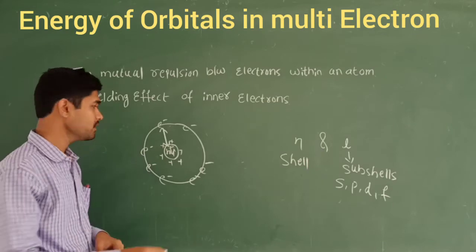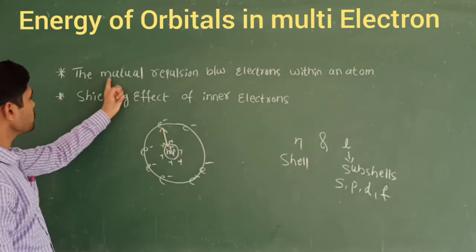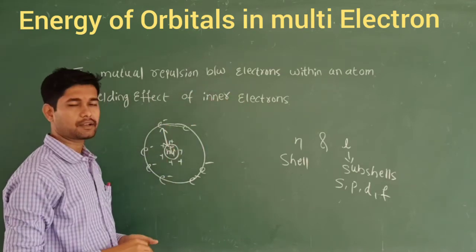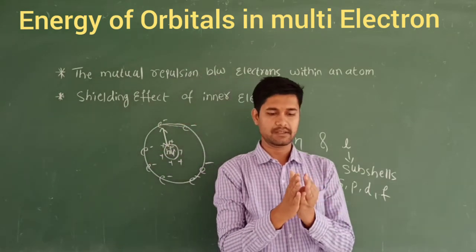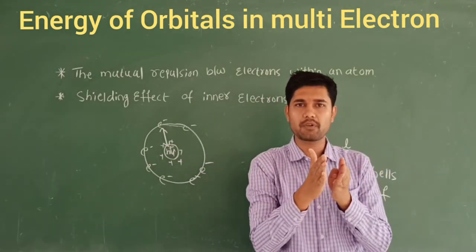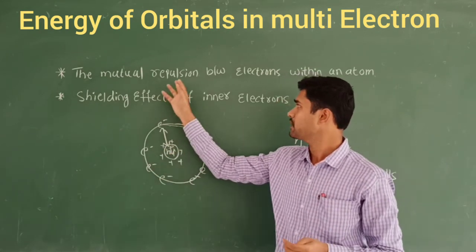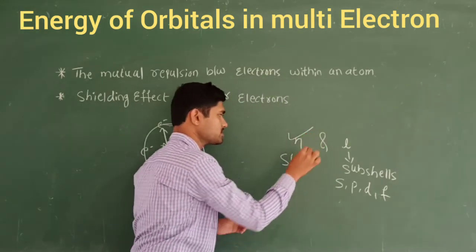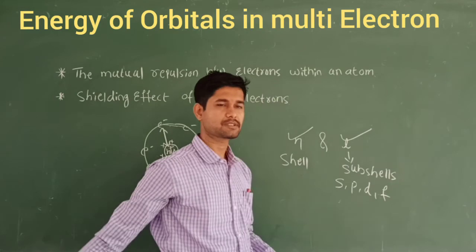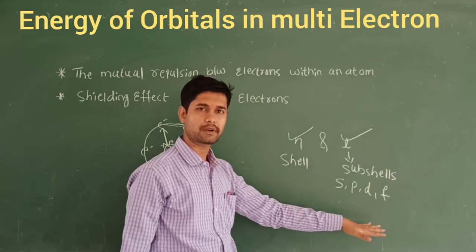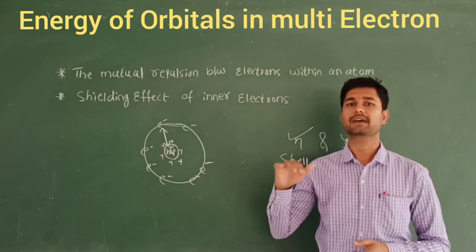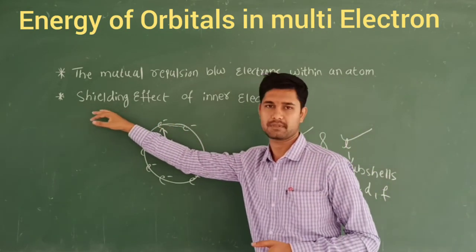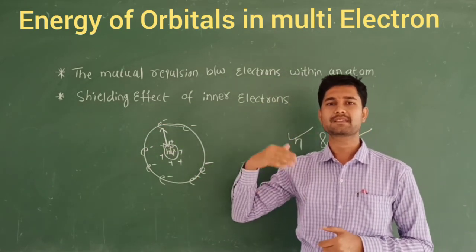But simultaneously, so many electrons will be there, and what happens is mutual repulsion between the electrons within an atom. Attraction means they attract; repulsion means they move far away from each other. That is why, in a multi-electron system, the energy of the orbitals depends not only on the shell but also on the subshells: s, p, d, f. Different orbitals and shells have different energies. And there is the concept of the shielding effect of the inner electrons, which is a very important concept. Let us study it separately and in detail.